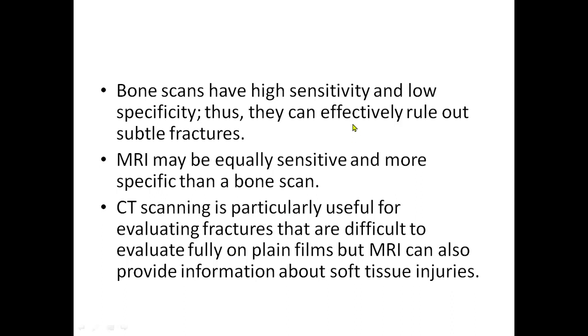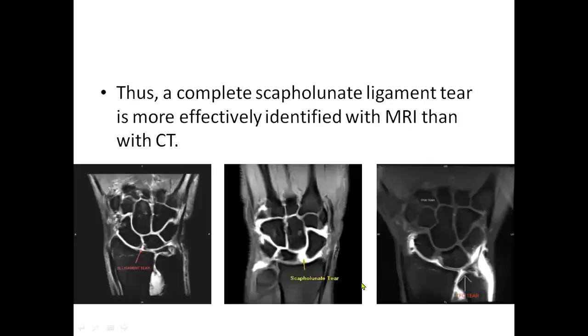The CT scan is particularly useful for evaluating fractures that are difficult to evaluate fully on plain film, but MRI can also provide information about the soft tissue. That's why it is superior. Thus a complete scapholunate ligament tear is more effectively identified with MRI than CT. So MRI will be the best option and the more accurate modality for the identification of this tear. So these are some of the MR images showing different ligamentous tears.